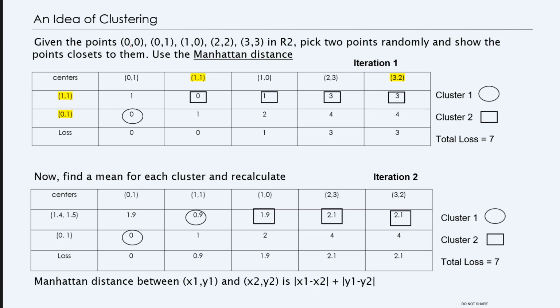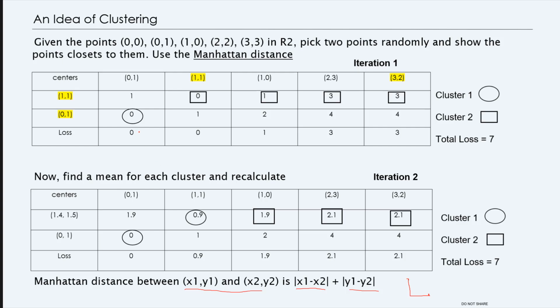Let's suppose that we have 5 points in R2. We're going to pick 2 points randomly. Let's assume that randomly we pick (1,1) and (0,1) from these points. Then what we're going to do is compute the Manhattan distance from each of these points to the random centers that we picked. We define the Manhattan distance as the absolute value of the difference between the x-coordinates plus the absolute value of the difference between the y-coordinates, which is sort of like going from one point to another point.